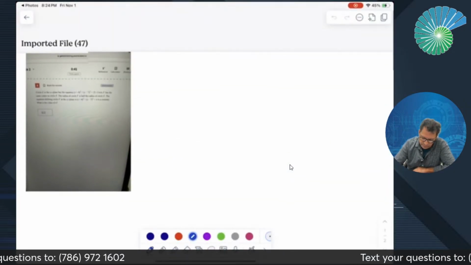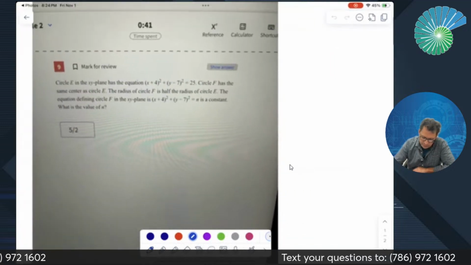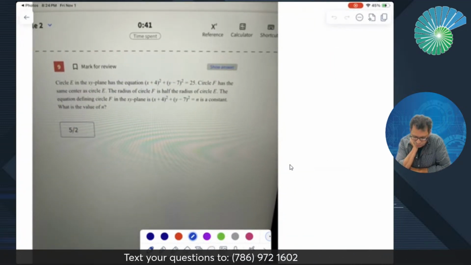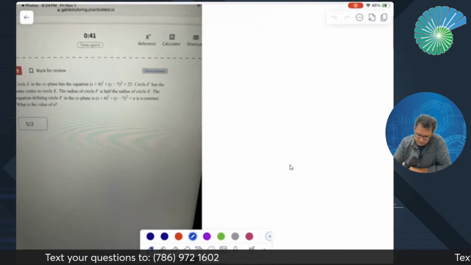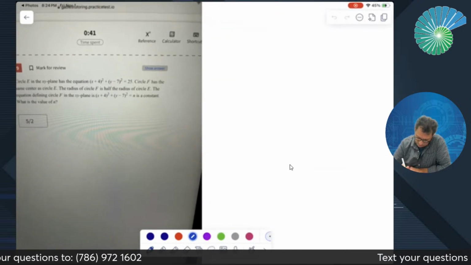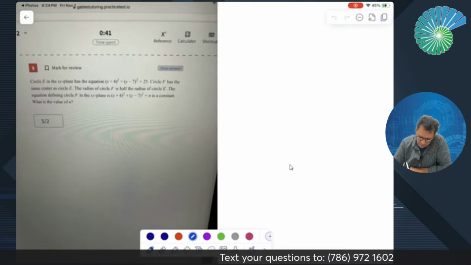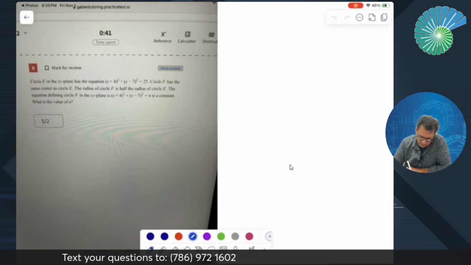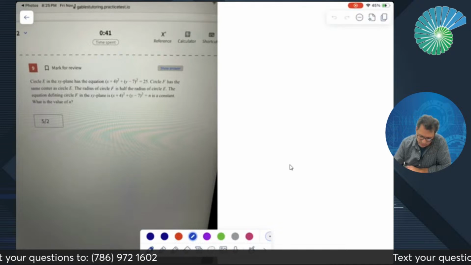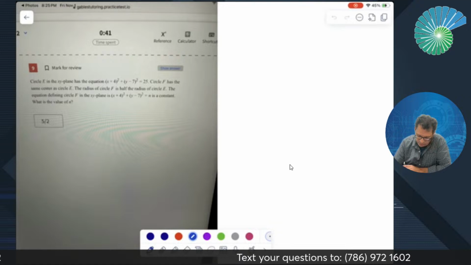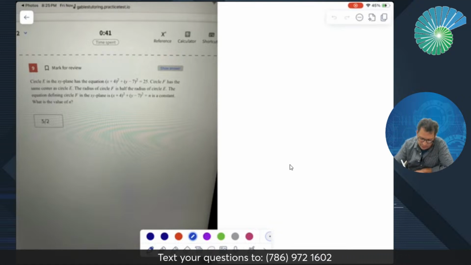Close this. This is another question here. So you have two circles. So circle E. And then you have another circle that has the same center, but the radius of the other circle is half the radius of circle E. Okay, and then the question, what is N?